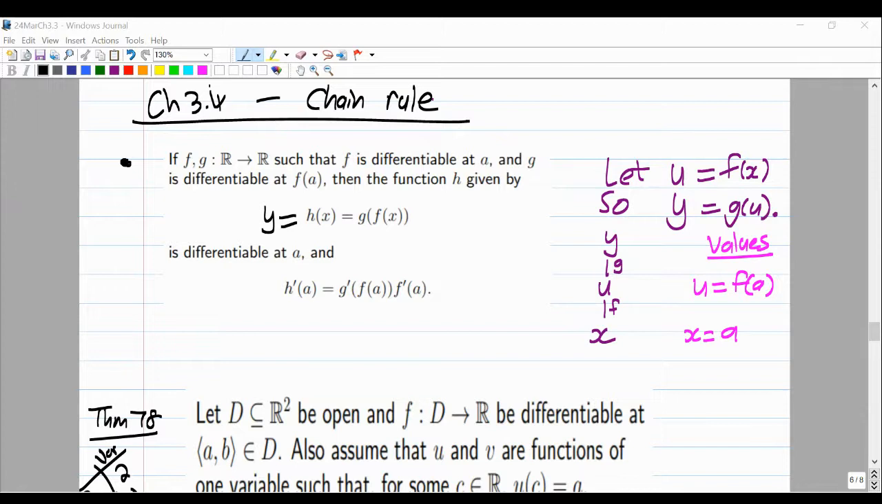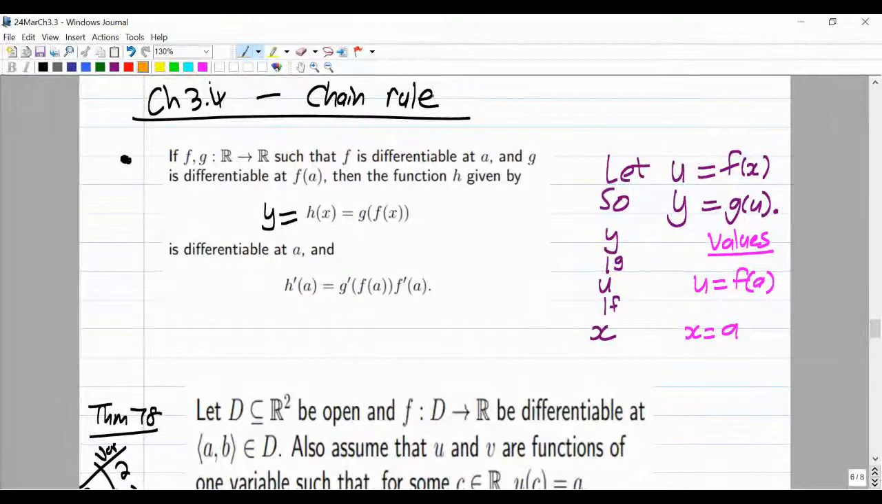But what you do is the following. This tree has two branches. So the first branch will be the derivative of this branch, which is f'(a). The derivative of the second branch will be g' plugging in the value f(a). Can I get smiley faces that you guys see this?